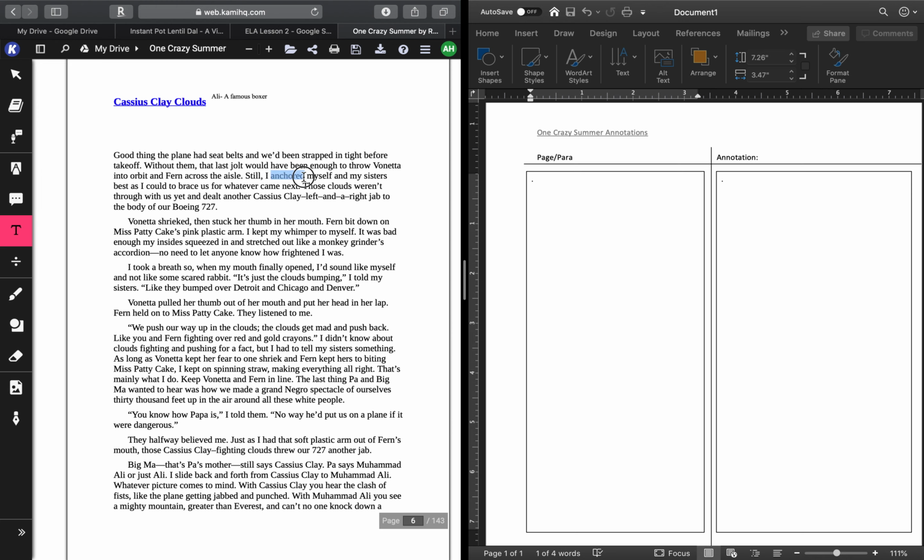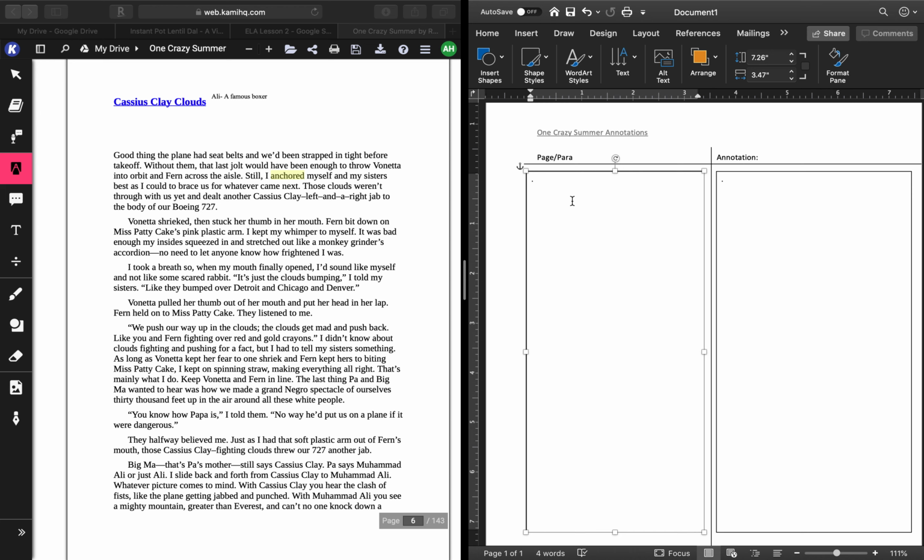All right, so I see this word here, anchored. And this is a word that stands out to me because I might not know what this is. All right, let's highlight that. There we go. All right, so anchored. I'm going to come over here, and this is just a vocabulary word that might not be that familiar to me. So I'm going to write page 6, paragraph 1. Anchored.